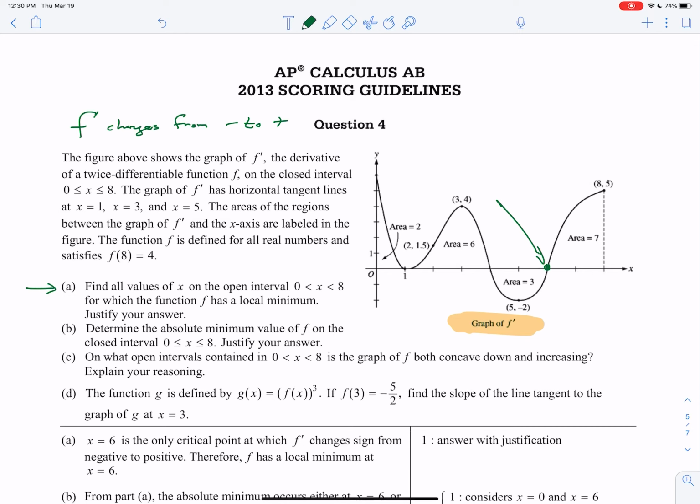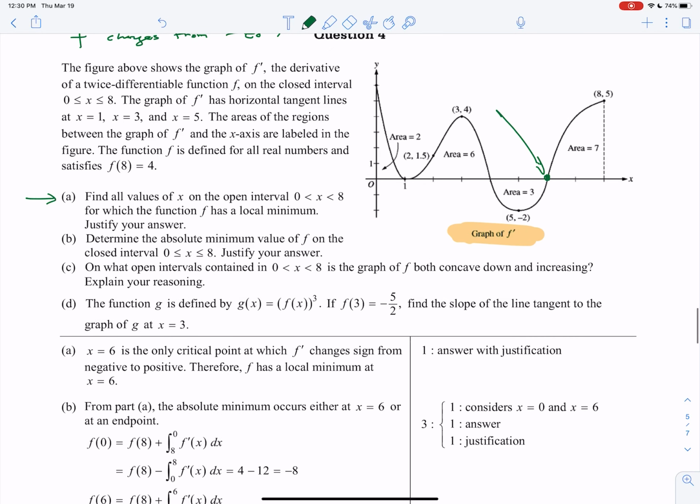X equals 6. It wouldn't be at 1 because the graph goes from positive to positive. There is no change in signs. It wouldn't be 4 because the graph goes from positive to negative. F prime is changing from positive to negative, so that would be a local max. So there you have it.